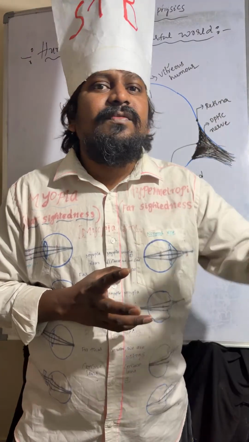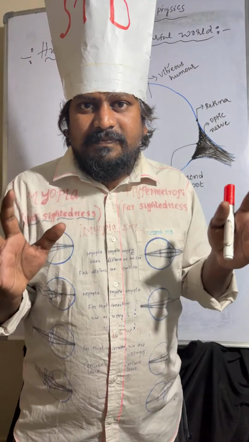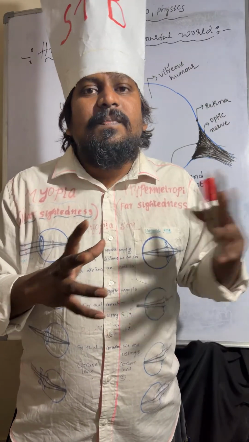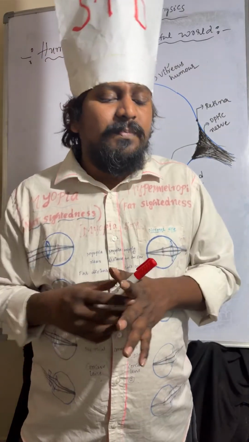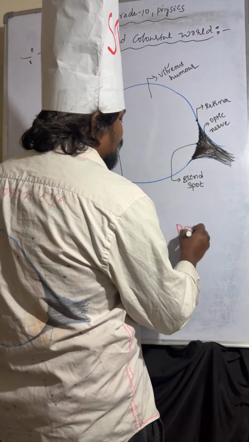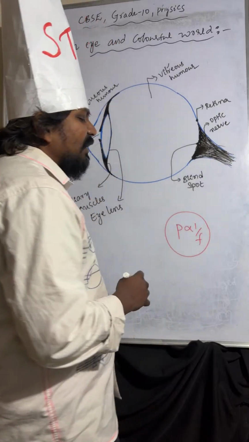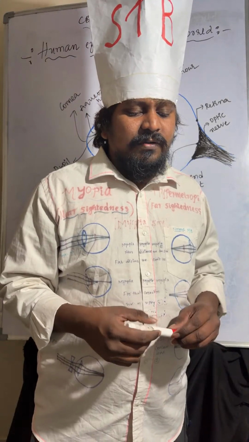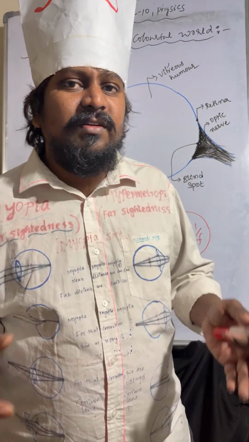Coming to the far distance object. When you are seeing a far distance object, the lens will be thin, focal length is more, power is less, so P is inversely proportional to F. If power is more, focal length is less. If power is less, focal length is more. The degree of converging or diverging of a lens is known as the power of the lens.